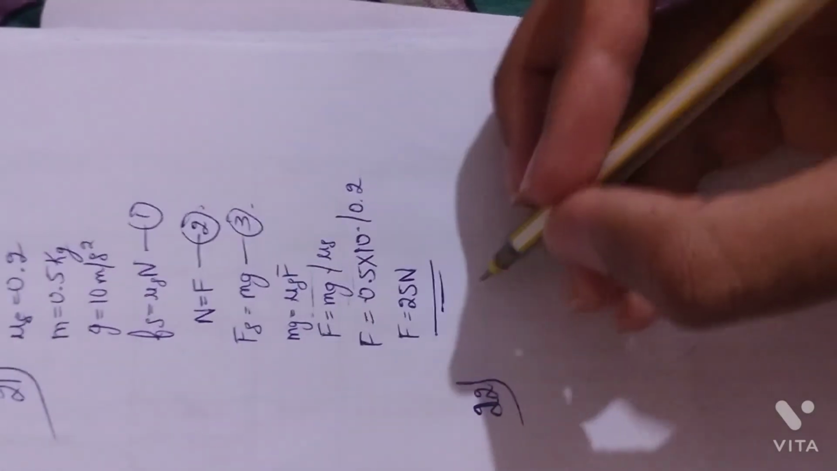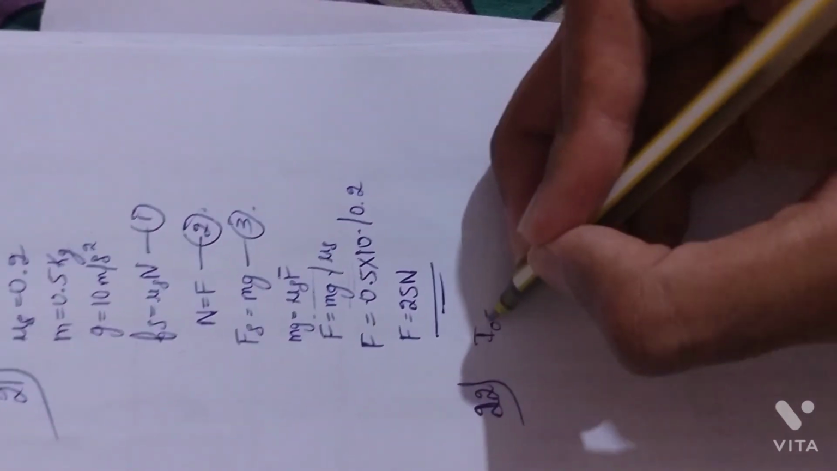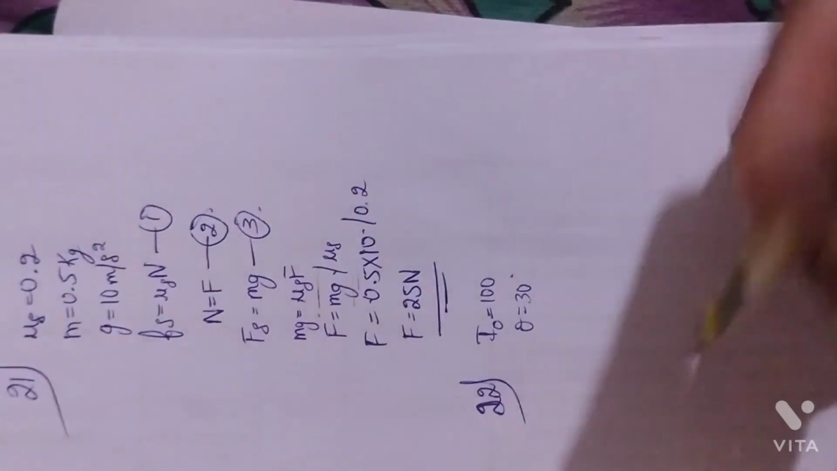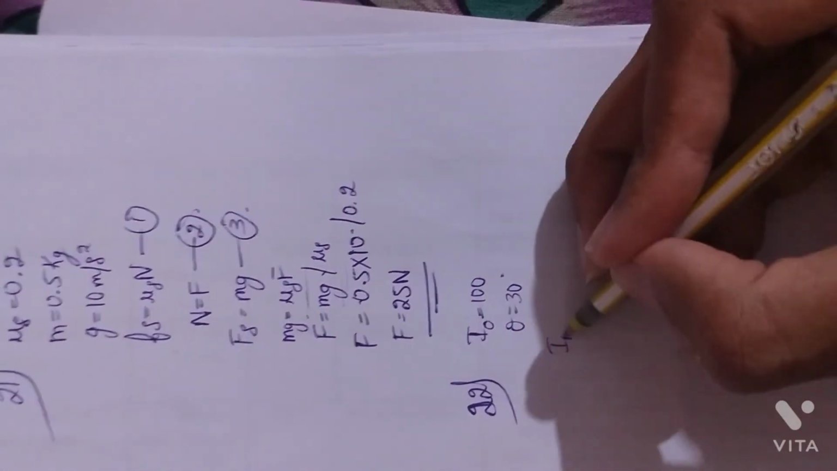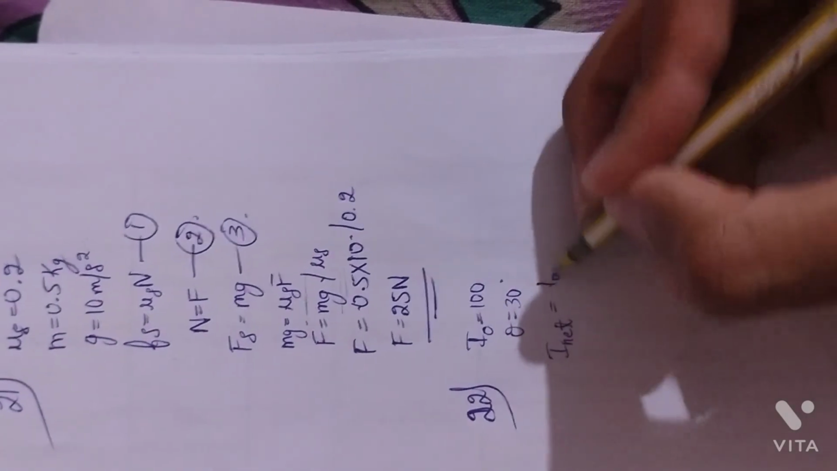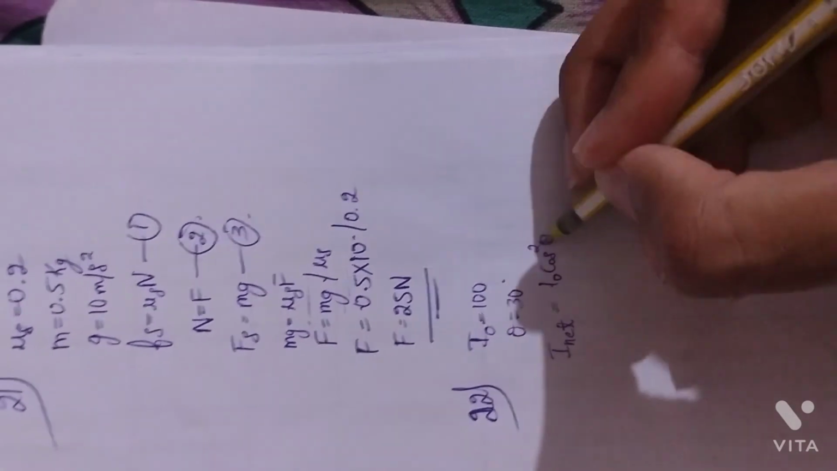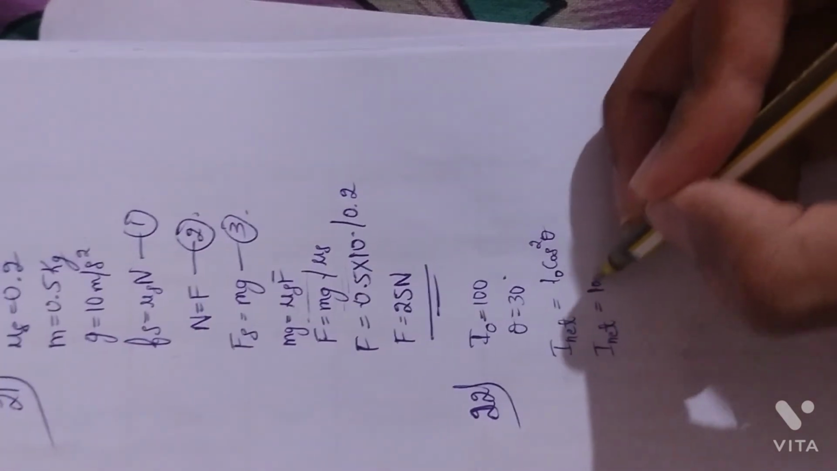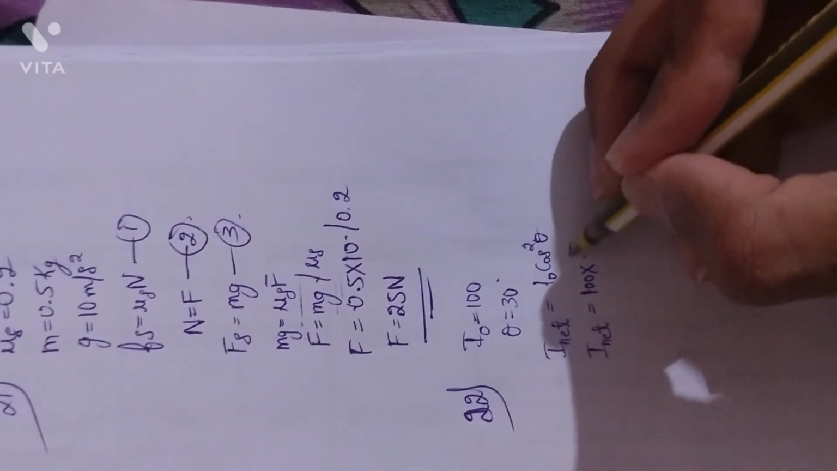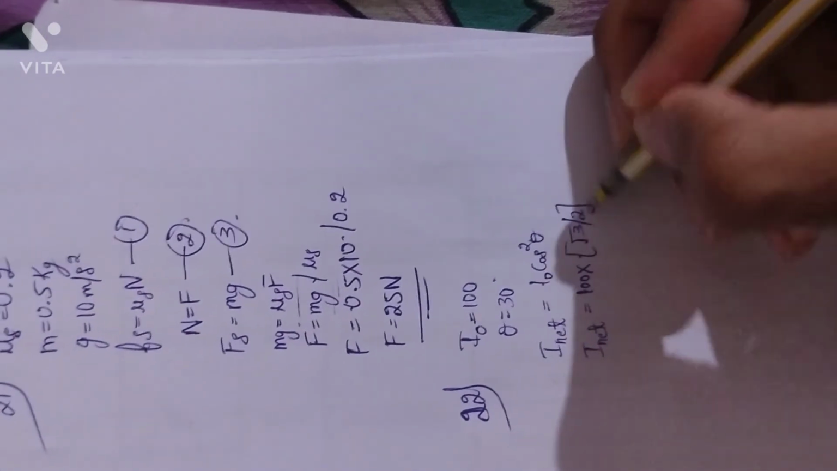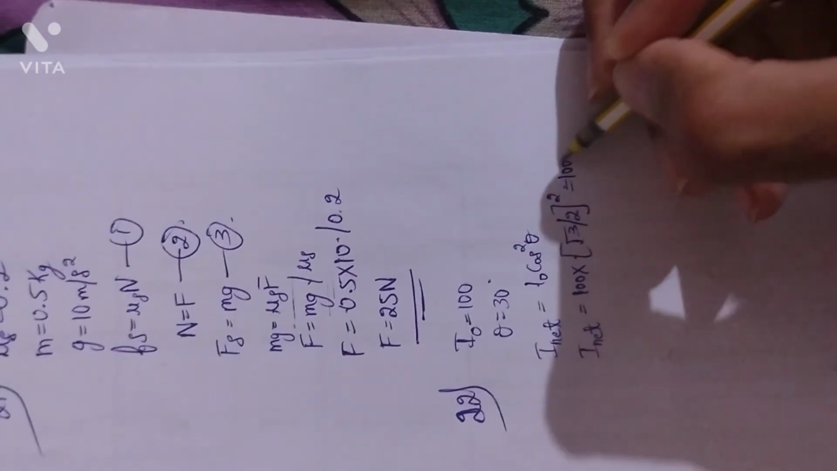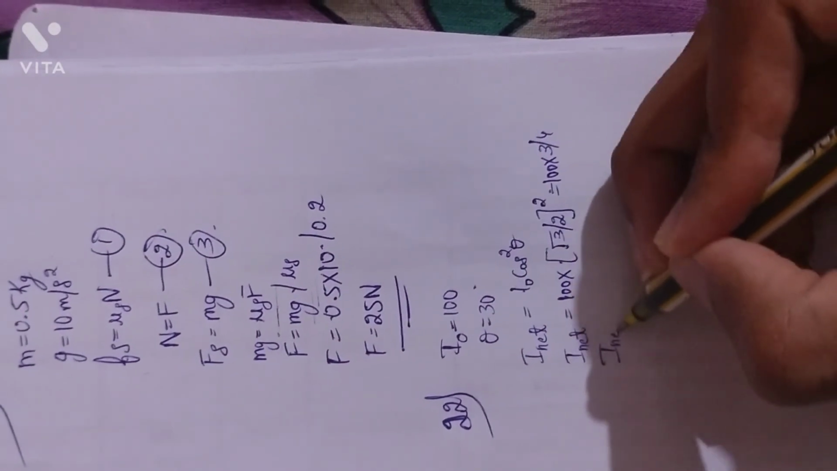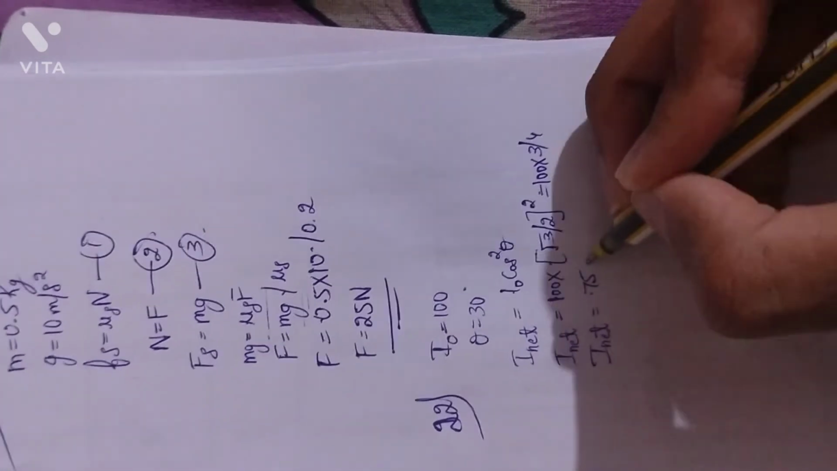I naught is 100 lumens, theta is 30 degrees, then I net is equal to I naught cos squared theta. So therefore I net is equal to 100 into root 3 by 2 whole square, is equal to 100 into 3 by 4, that will become I net is equal to 75 lumens.